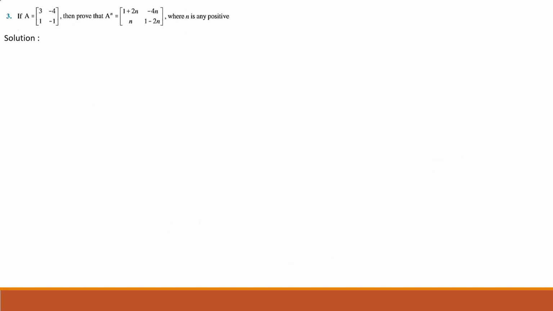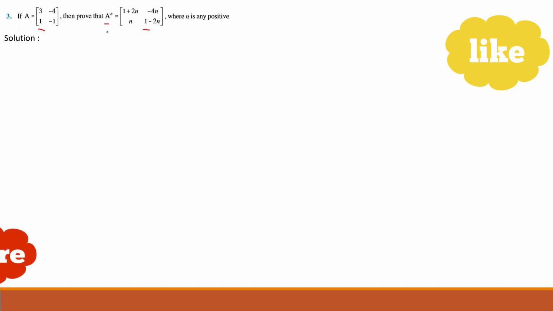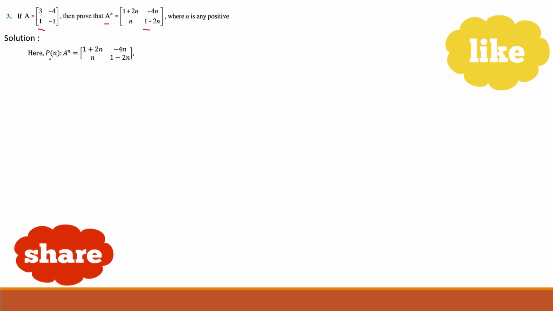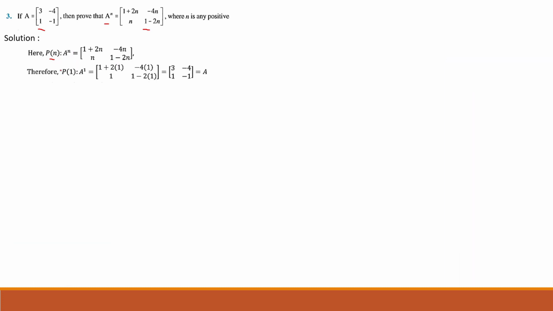For the third problem, it is again same. We have given a matrix A and we have to prove that A raised to n is equals to this matrix where n is any positive integer. So we'll write it as P of n, which is function of n, is equals to this as it is, and first step is to check for n is equals to 1, which is A raised to 1 is equals to 1 plus 2, 3, minus 4, 1 and 1 minus 2 is minus 1. This is nothing but A matrix only. So therefore A is equals to A. That means the result is true for n is equals to 1.